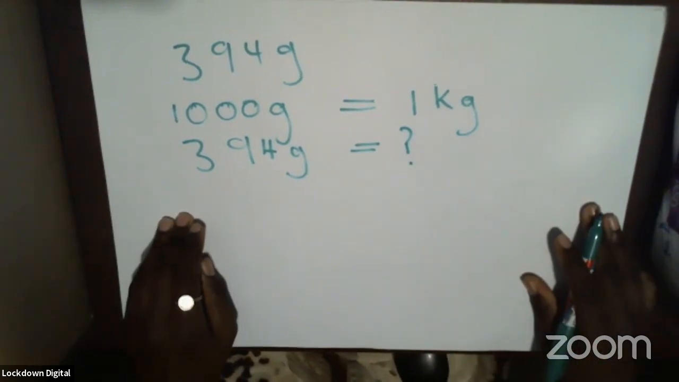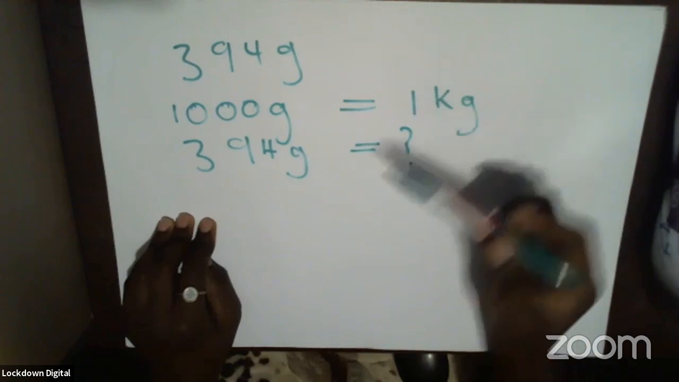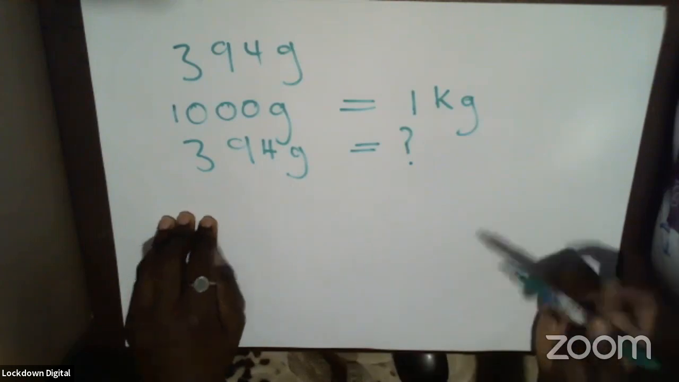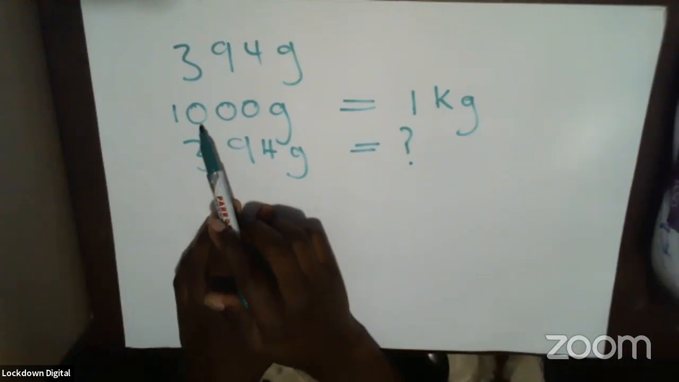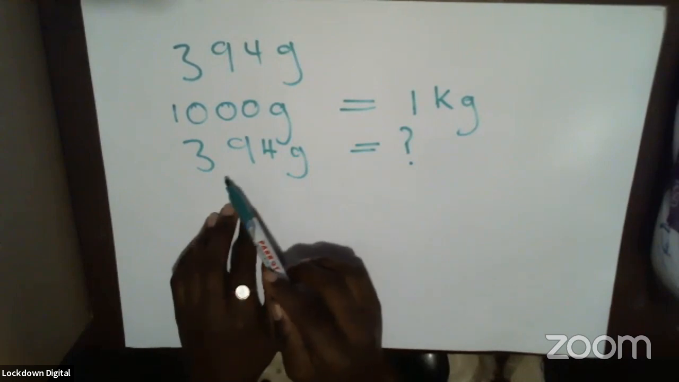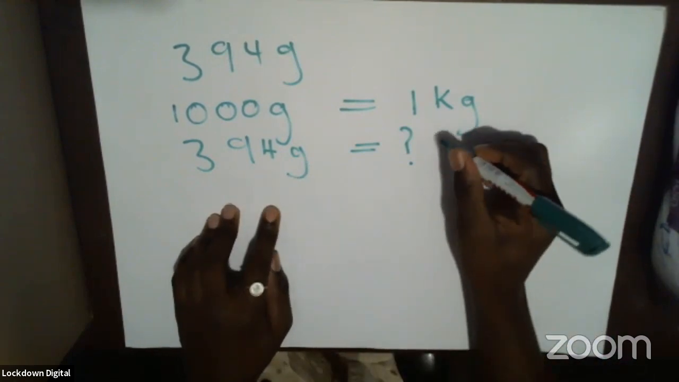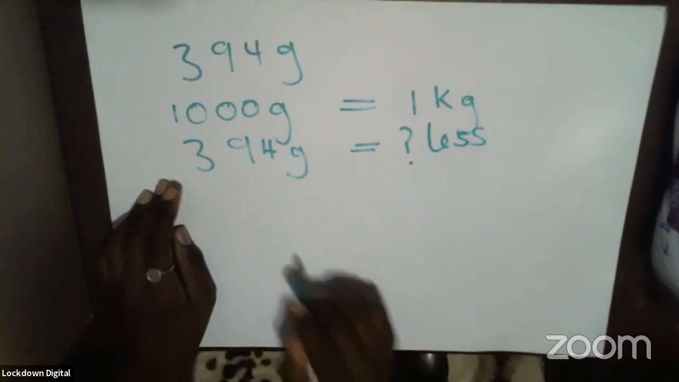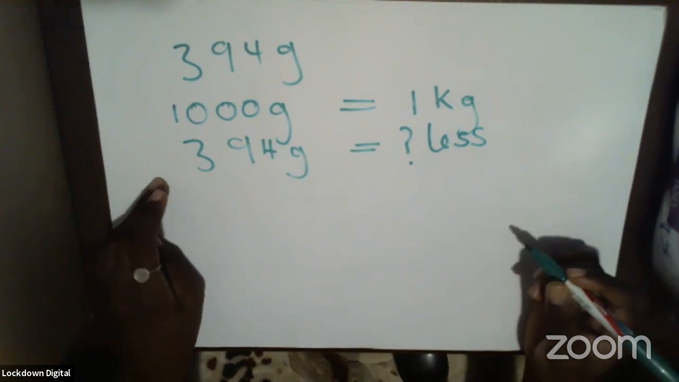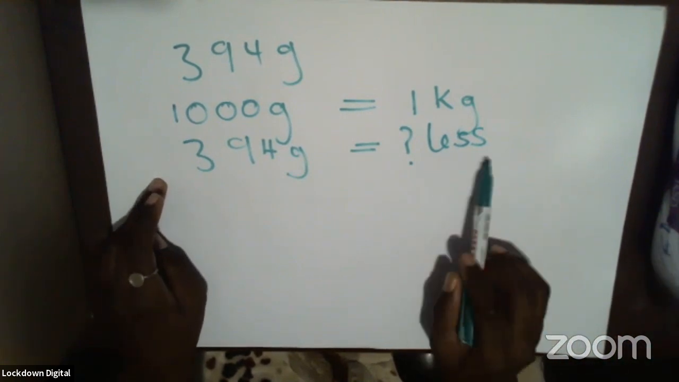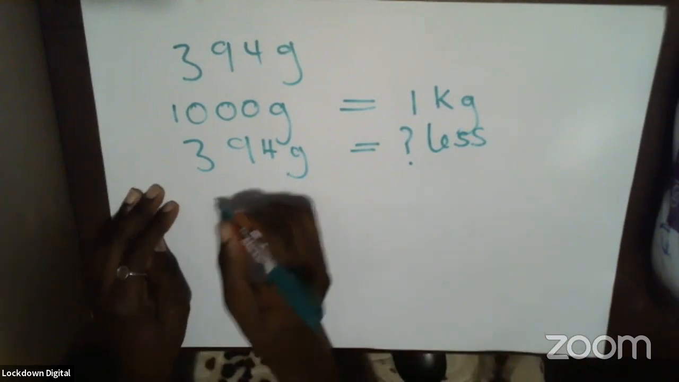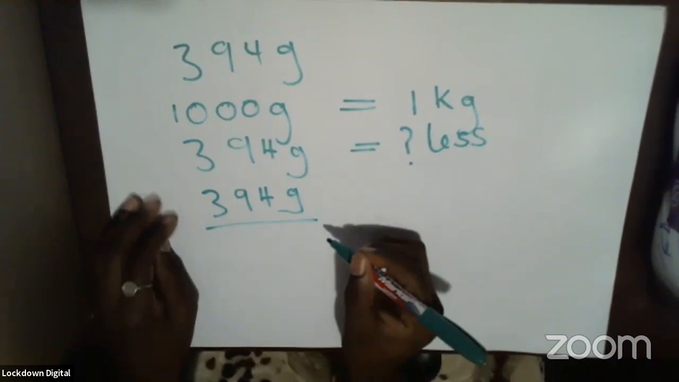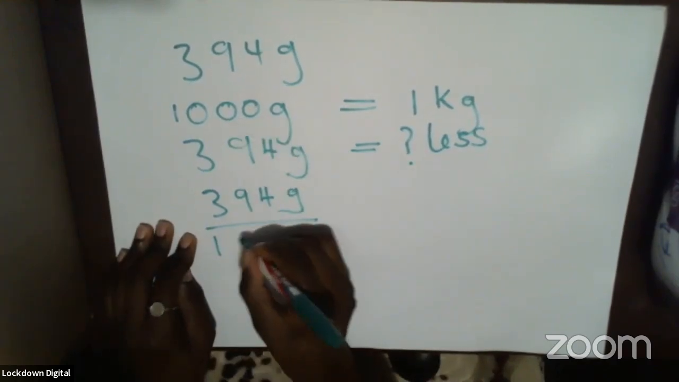So you ask yourself, is it going to be more than 1 kg or is it going to be less than 1 kg? As you can see, 1,000 grams is more than 394 grams. So meaning we are going to have less kg. There is a rule that if it is less, we say a smaller number, which is 394 grams, over a bigger number, which is 1,000.